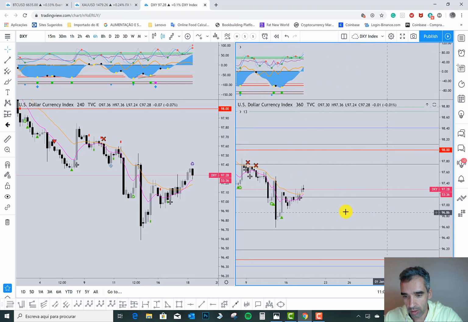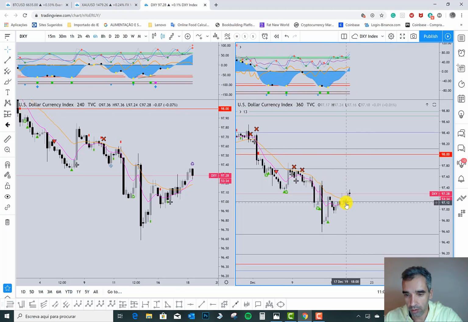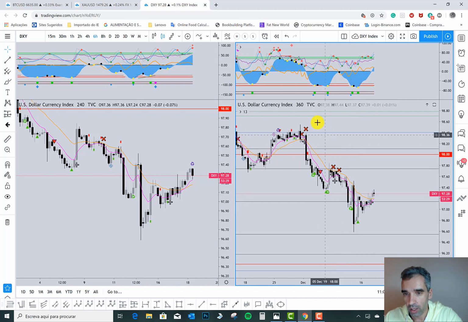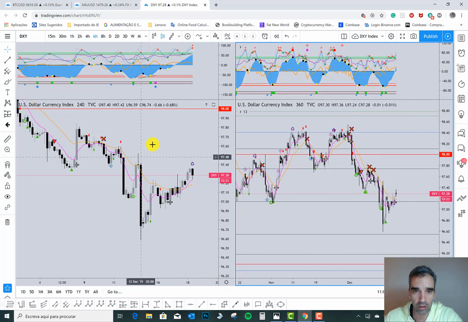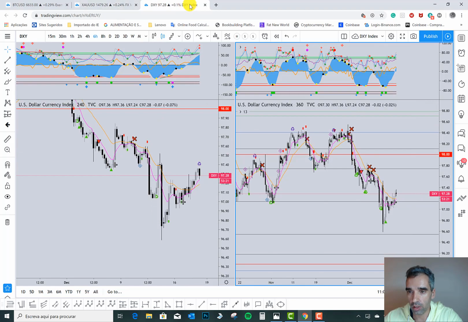But you see as well bullish momentum in the short term in DXY, so in the dollar index. This can be applied in all markets. I will try to show you another one, just for another chart.